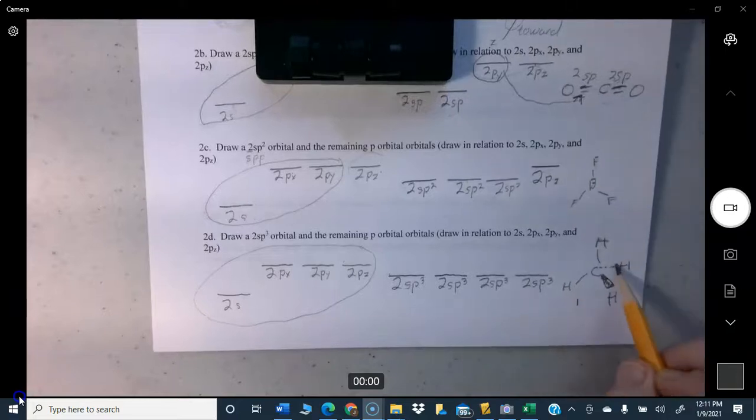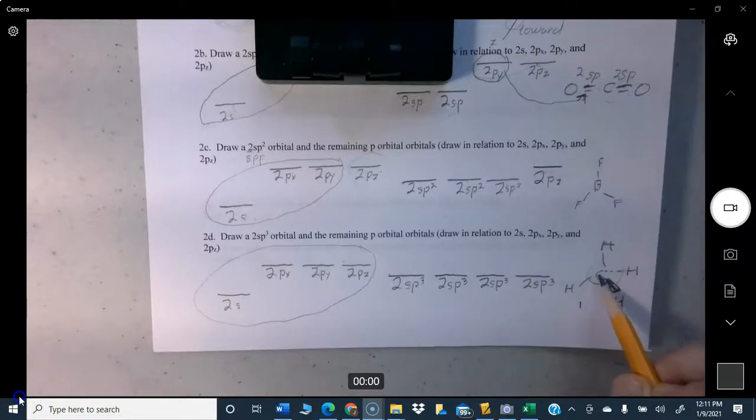And those are all equal bond angles, even though I didn't really draw it to make it look like that. Those are all 109 degrees. So they all have equal energy because they all have blended to form 4 equal energy bonds. All right?